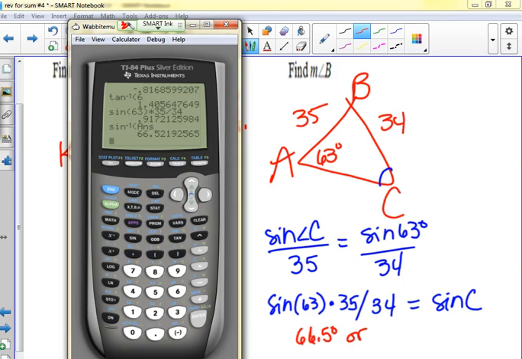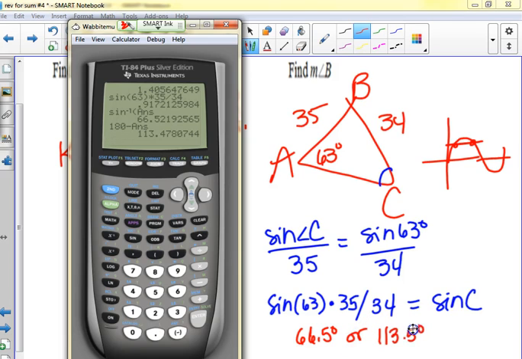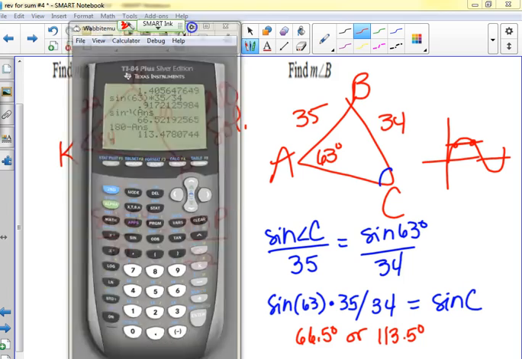I have to do the supplement of that, because the sine graph looks like this, and it hits that 0.917 value twice before 180. Okay, so if I do 180 minus this answer, I get 113.5. Okay, can I have a 63 and 113.5? I think so, right?